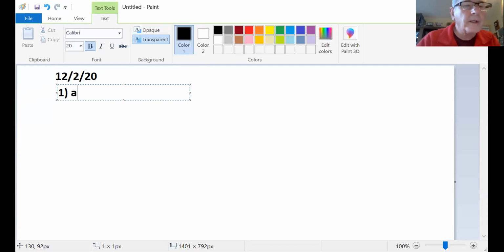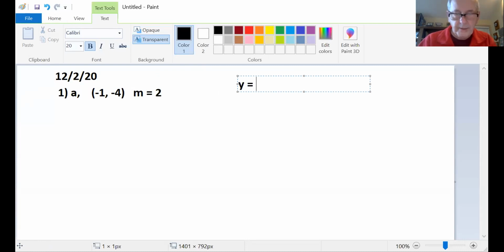Okay, so number 1, we'll just do A. It has a point of -4 and -1, and it also has a slope of 2. And we're to use this equation, y is equal to mx plus b. In this particular problem, we're solving for b by putting this information into this equation. Then we'll have the whole linear equation. So we want to solve for b.